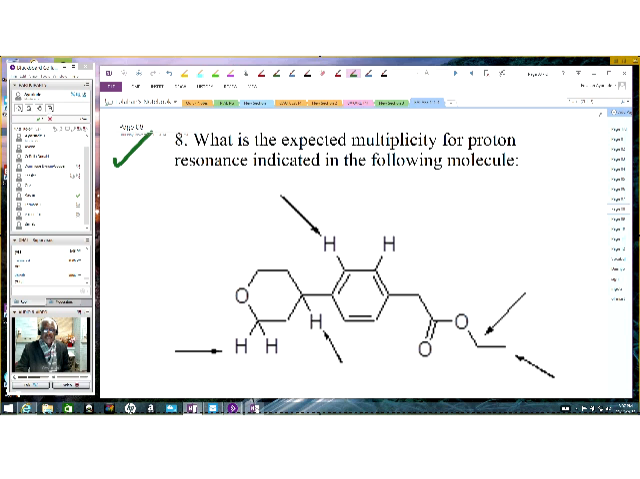Thank you. So what this is saying, just as Rachel has read for us: what is the expected multiplicity for proton resonance indicated in the following molecule? I know that you have done spectroscopy already, but I will give you a little bit of background here. Let me go to a blank page.